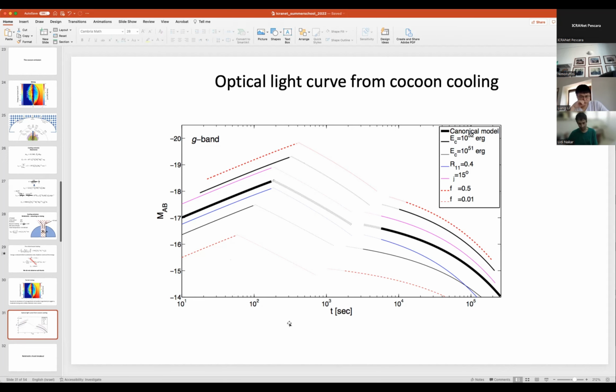But the duration here is very short, about 1,000 seconds. We didn't see it yet. We might be able to see it in the future. And this is roughly the emission that we expect from the cocoon itself. Any questions?